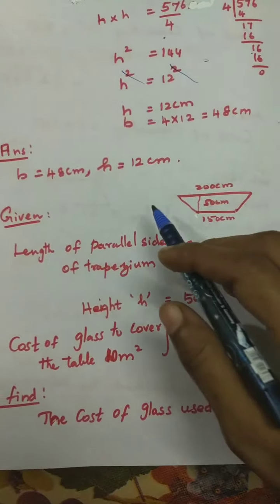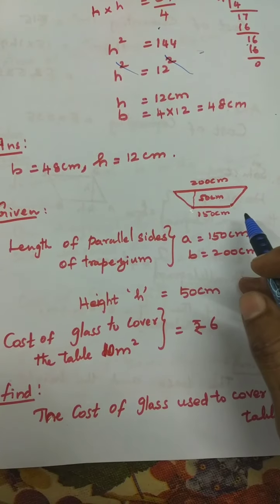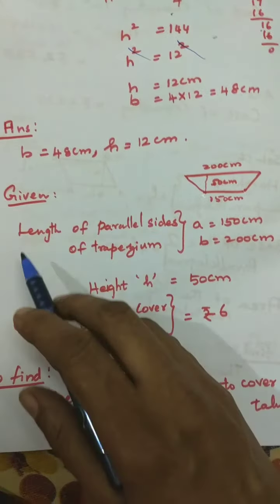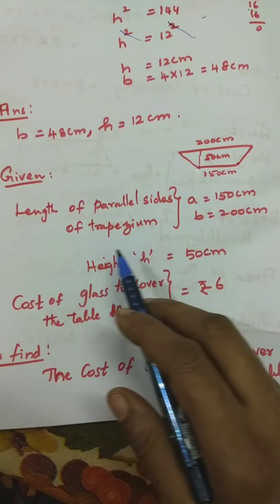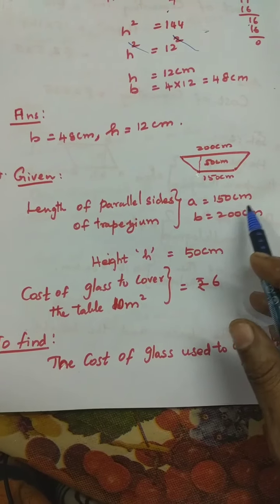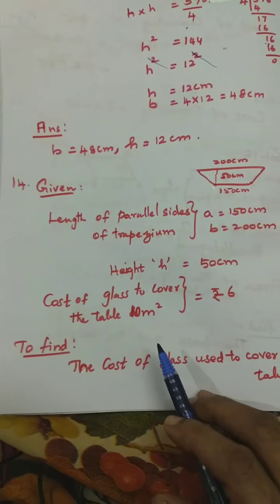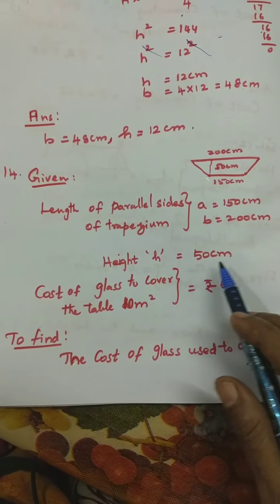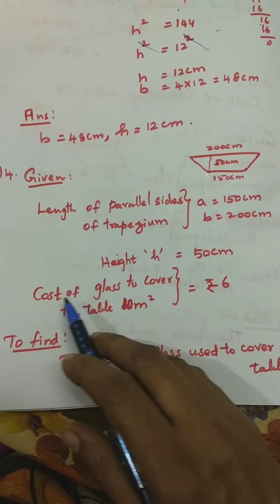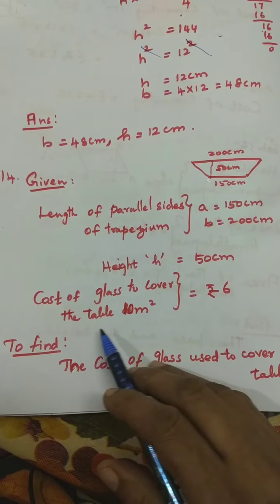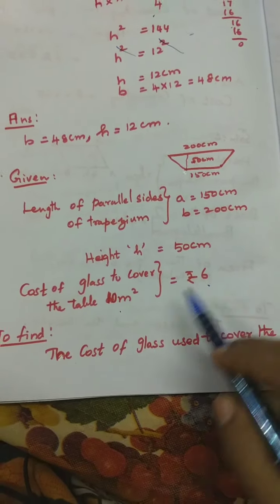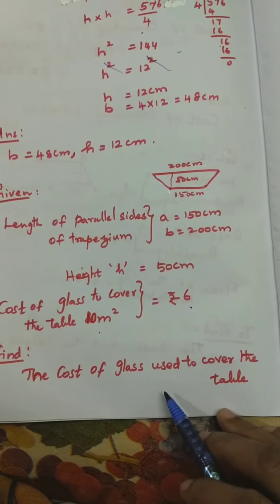You draw the diagram as trapezium and mark the length of the parallel sides of the trapezium. A is equal to 150 centimeter and B is equal to 200 centimeter. Height h is equal to 50 centimeter. Then glass cost is 10 square centimeter is equal to rupees 6. To find the cost of glass used to cover the table.